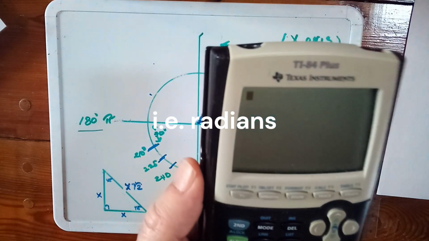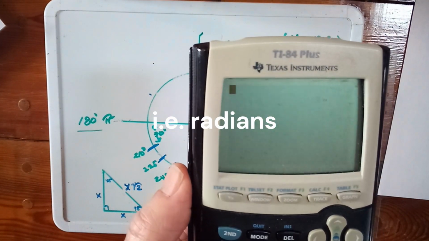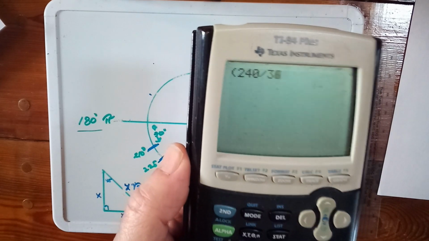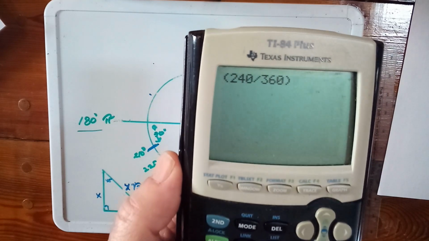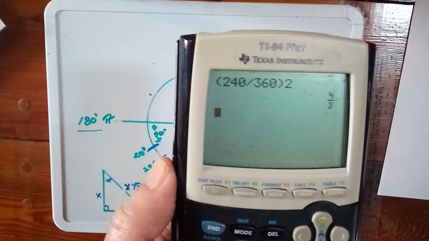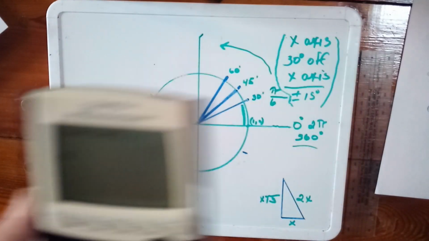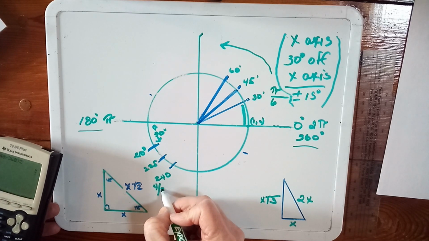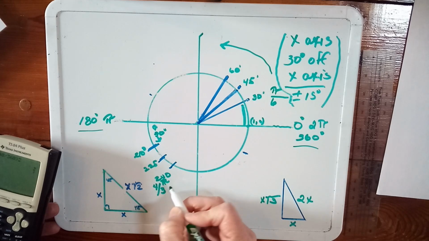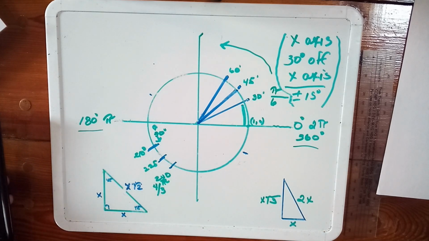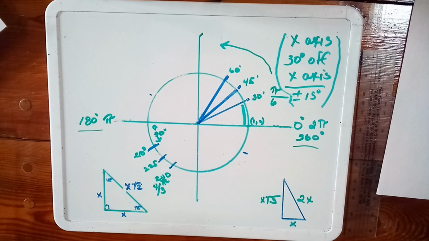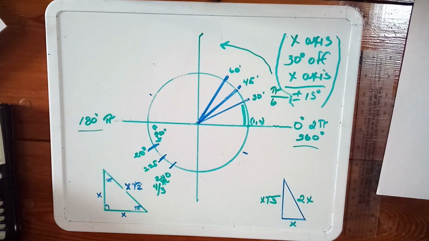Okay, so let's do 240 divided by 360 times 2. And what do we have? 4/3. So 240 would be 4 pi over 3, basically. And that is the radian equivalent. Now, do we really need to do the other two? I don't think we do. Okay, I think you get the general idea.